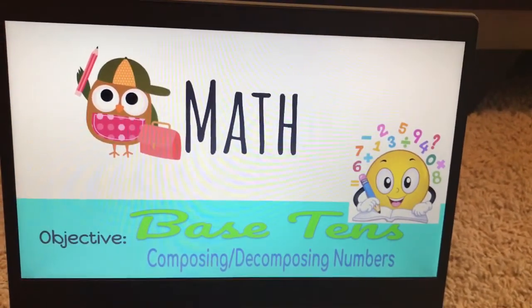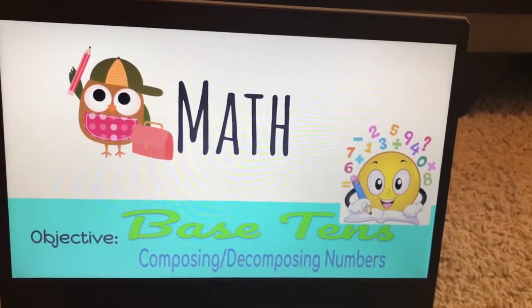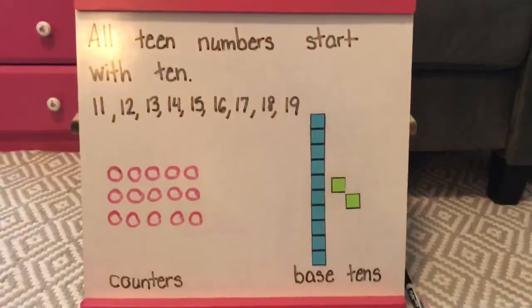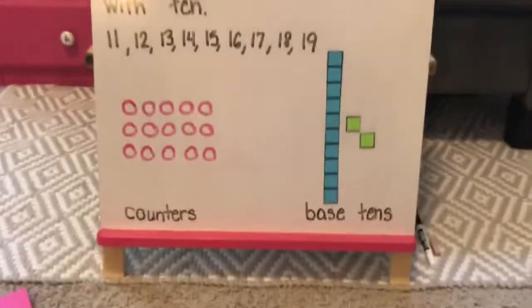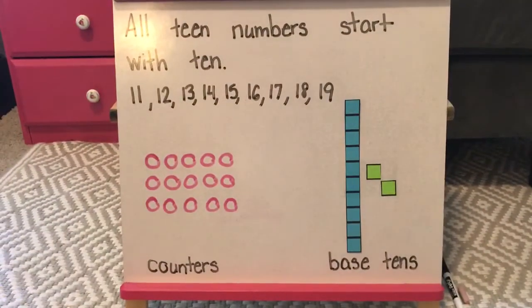Our math lesson for this week is going to be focusing on the topic or objective of base tens and composing and decomposing numbers. One of the things I want you to remember and to think about is that all teen numbers start with 10. I've given you some examples here: 11, 12, 13, 14, 15, and so on, all the way through 19. As you can see, they have a 1 in front of them. So, this means they start with a group of 10.